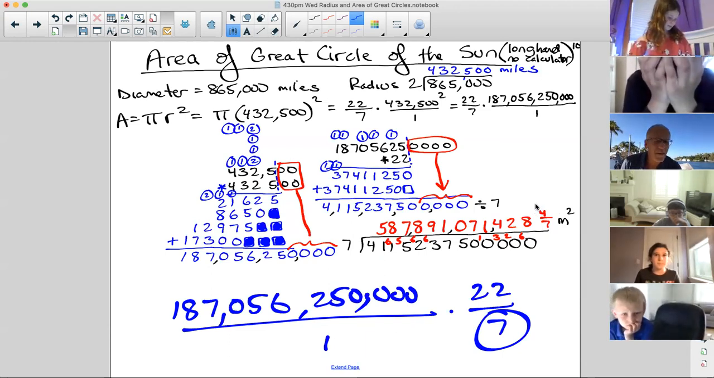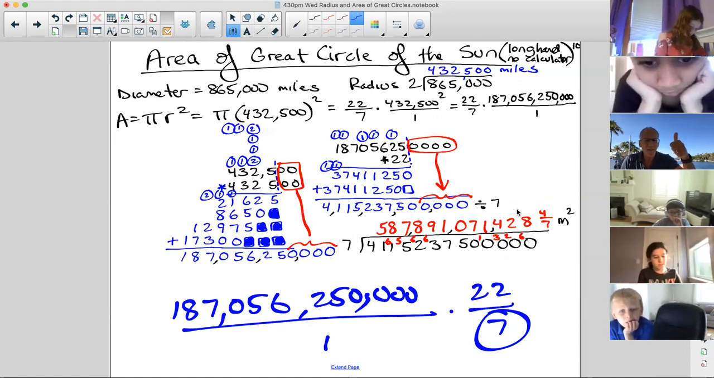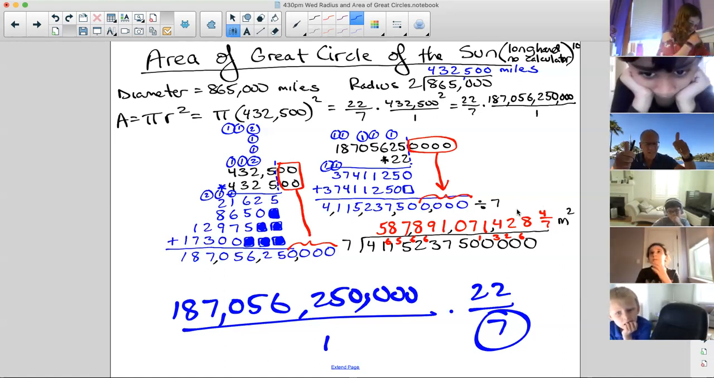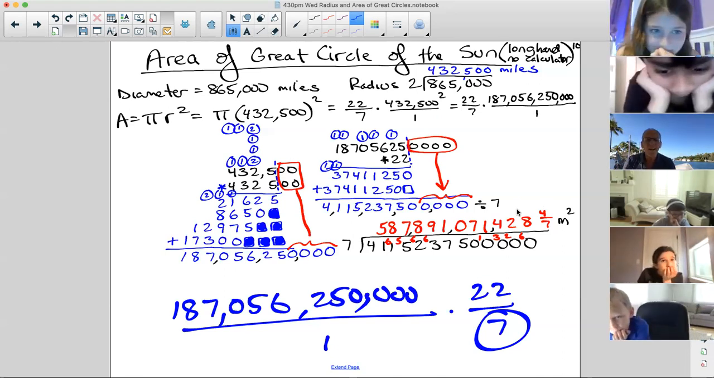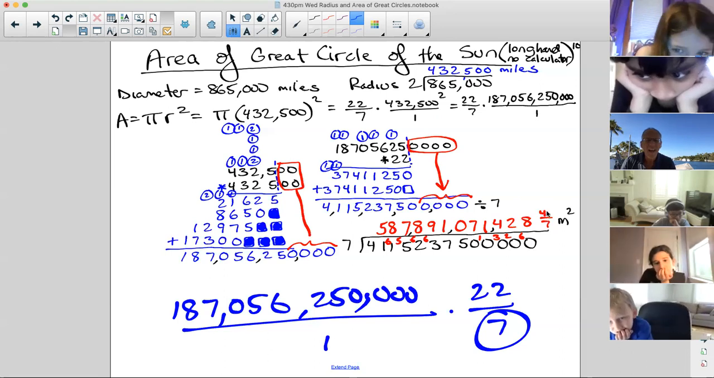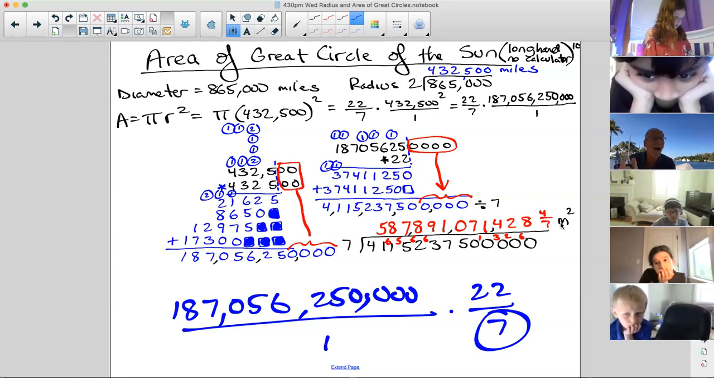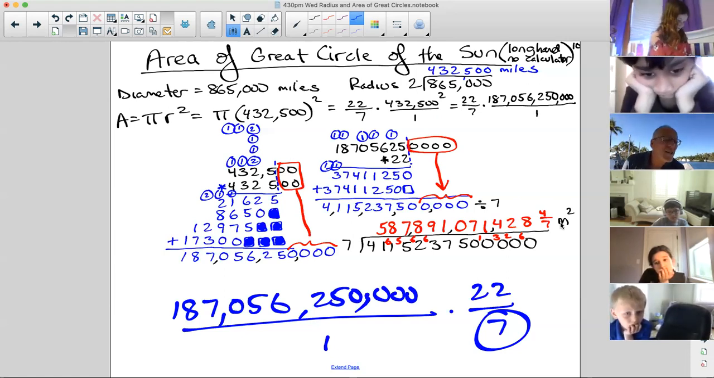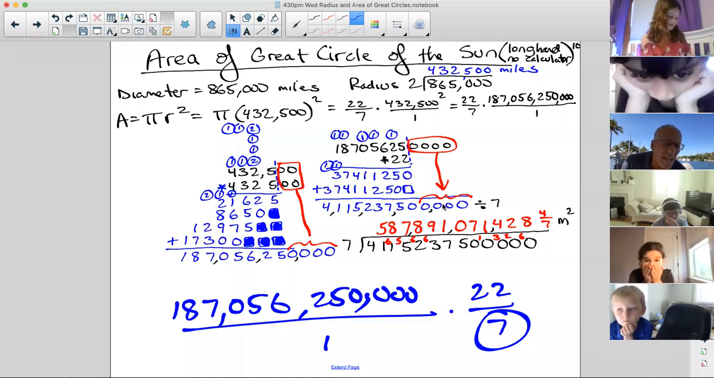587 billion, 891 million, 71,428 square miles. Wow, awesome. The best part about what Gabby just did is she said square miles.